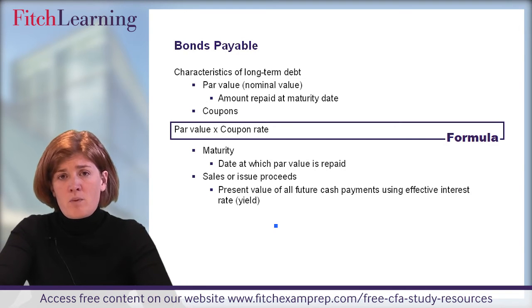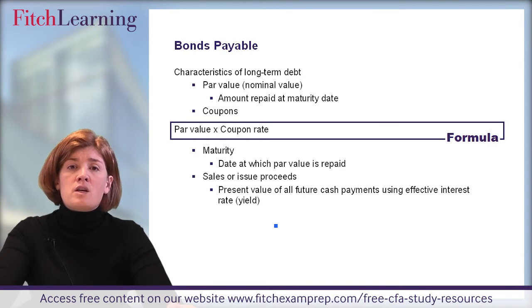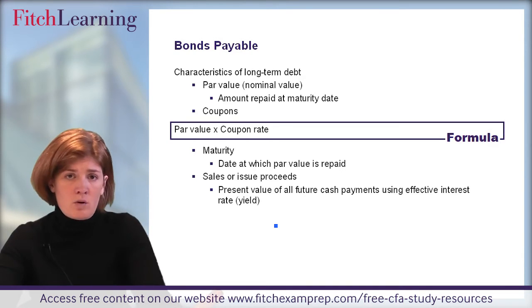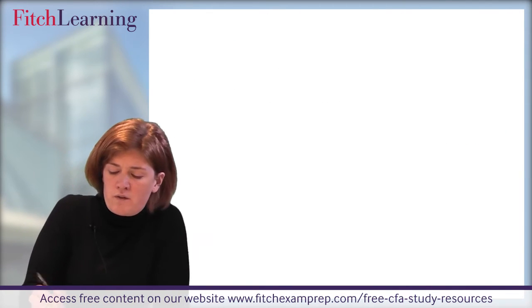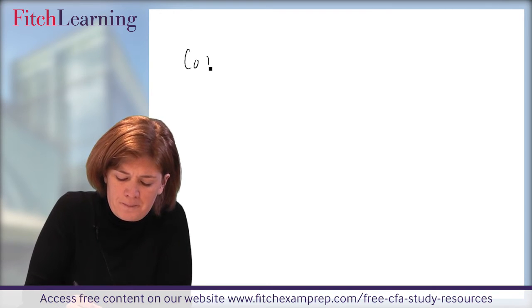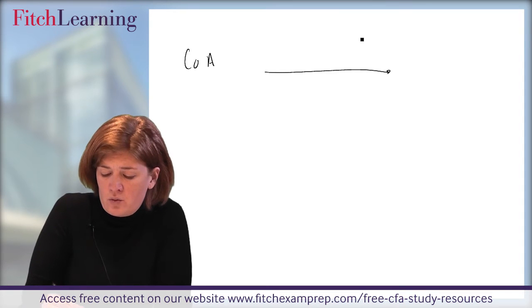So let's think about how it works with a company issuing a bond. A company identifies that they want to finance themselves, so they want to borrow money via issuing a bond. For example, we're just going to do some really basic numbers. Let's say we've got company A, and what company A is going to do is issue a bond.